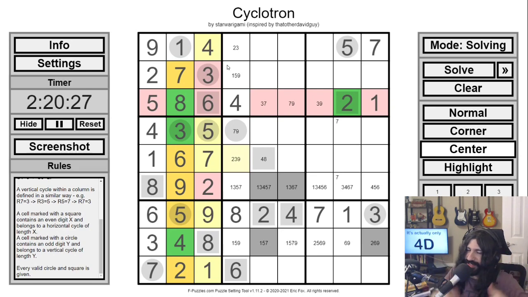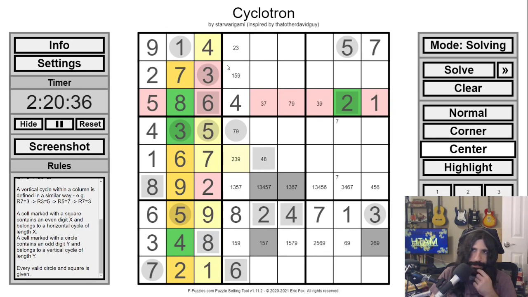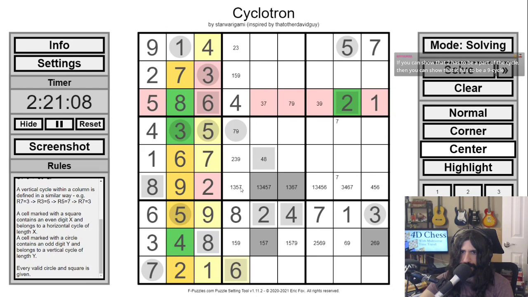How would the two cycles overlap in that way? Doesn't really make sense. Okay, if this is a 7 and it's a 1-2 cycle, then we have 7, 8, 5 or 9. Let's say there's 9, 6. Ah, that doesn't work. Oh no, sorry, this can be a 3. 4.